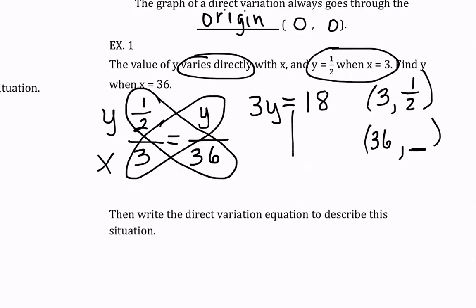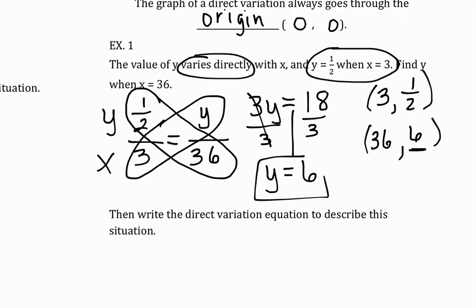So now all I have to do is solve for y. I look on the side that has y, I need to get rid of that 3. It's touching it, so I divide. The 3 on top cancels the 3 on bottom, so y drops down. y equals 18 divided by 3, which is 6. So the point they gave me was (3, 1/2). They gave me the x of the second point, and I found the y to be 6.